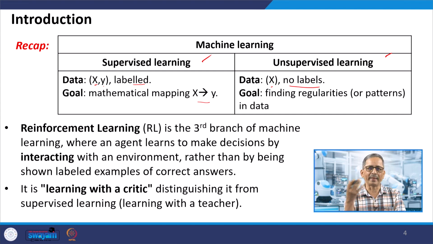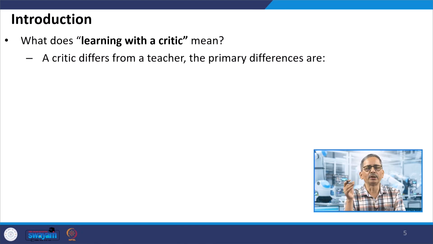Whereas learning with a critic means that the system evaluates, as we are going to see, and it rewards or it penalizes. Based on that, the decisions are taken. So that we are going to see further in detail. So what does learning with a critic actually mean?